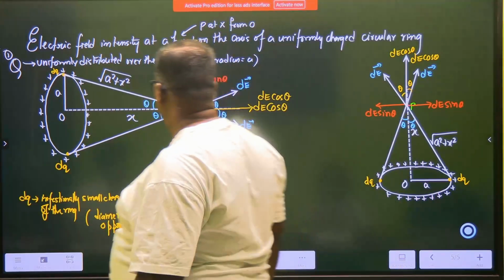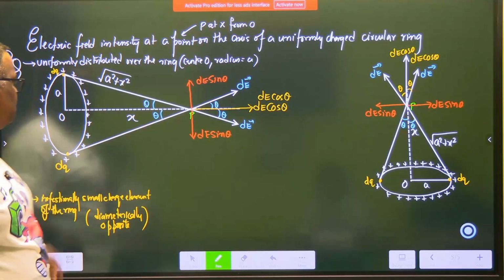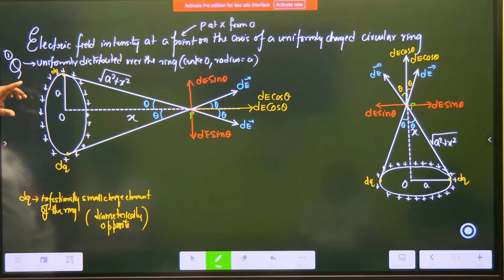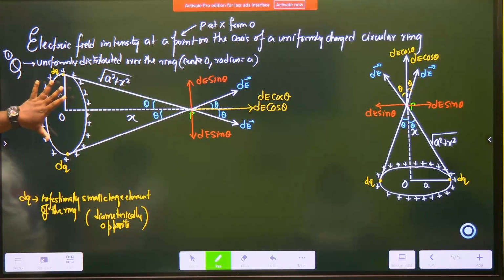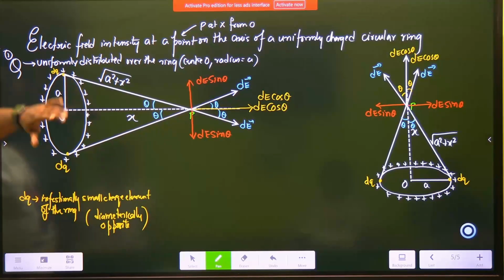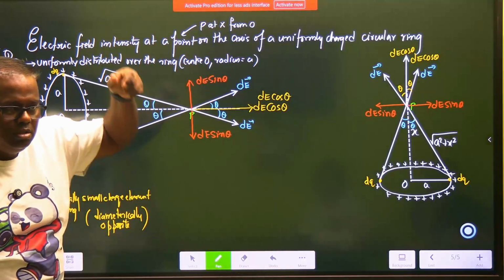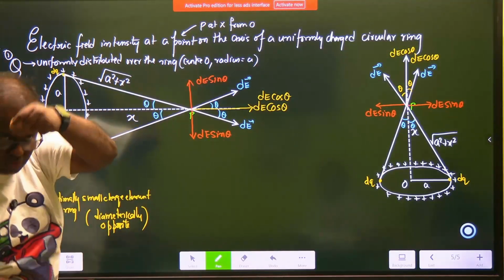Children, don't you think the dE sine thetas cancel each other? Right? They cancel each other. Now start putting your ideology. They cancel each other for this diametric position. If the diametric position is like between 2 o'clock and 8 o'clock, then also they will cancel. The hula hoop is like this. If these two cancel, these two also cancel, and so on for every pair.